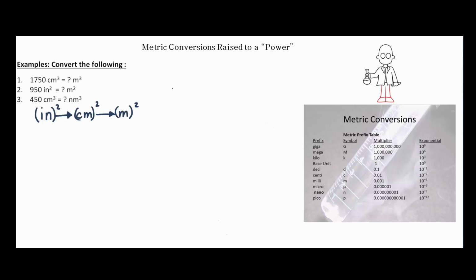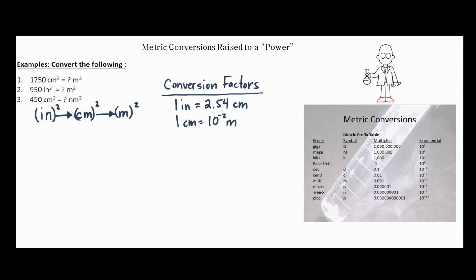So the conversion factor: one inch is equal to 2.54 centimeters. And 1 centimeter is equal to 10 to the minus 2 meters.